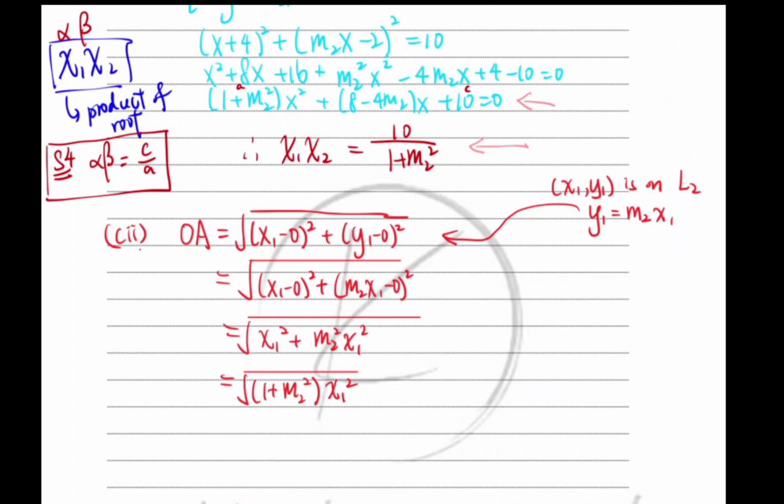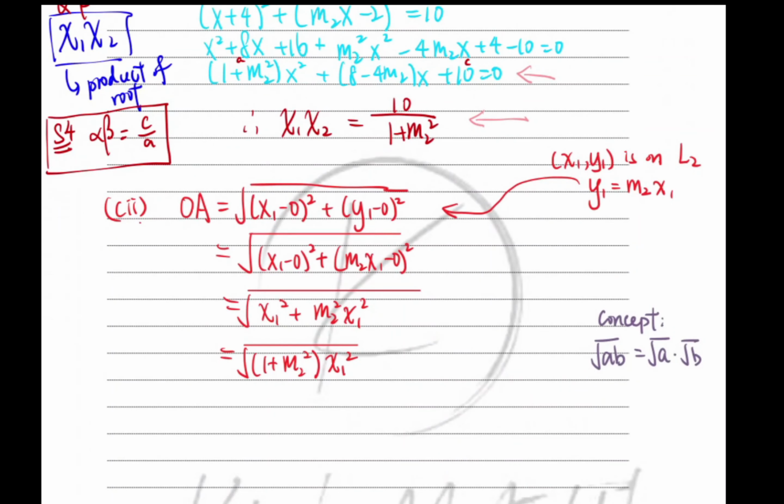By using the concept in S2, you get square root AB is actually equal to square root A times square root B. This is the concept. Therefore, we can separate it in this one. So we get x1 and then square root 1 plus m2 square.